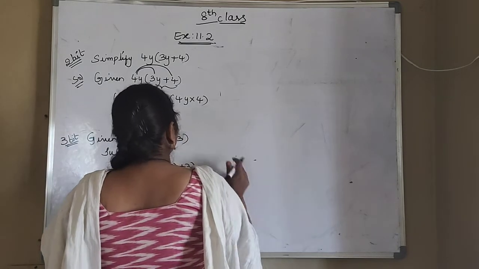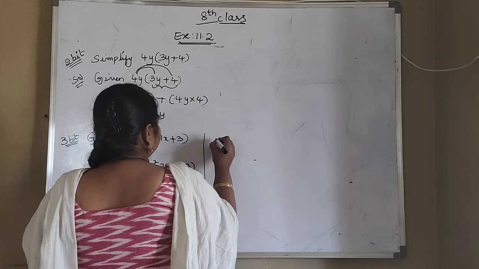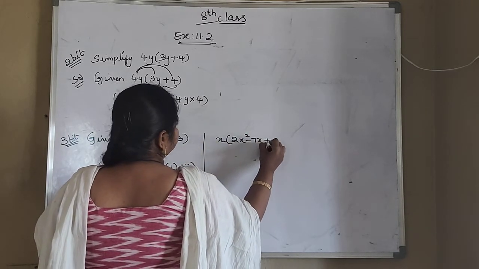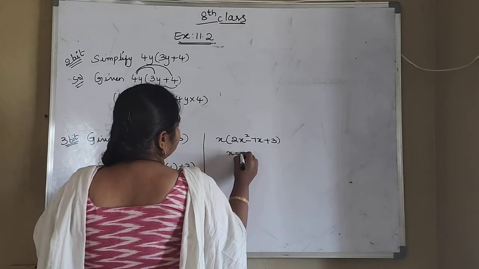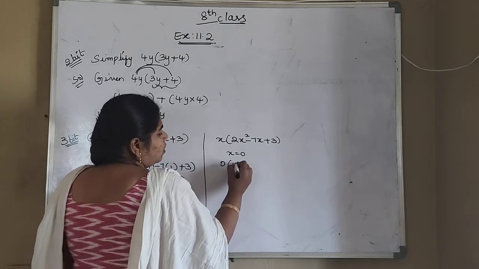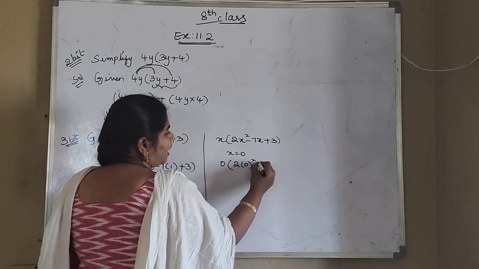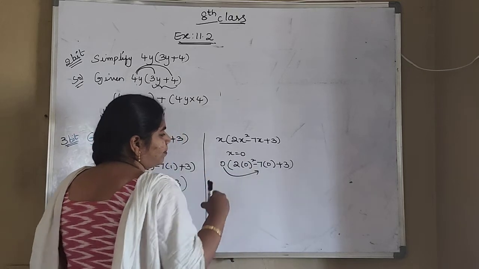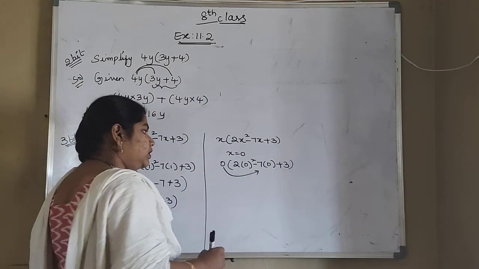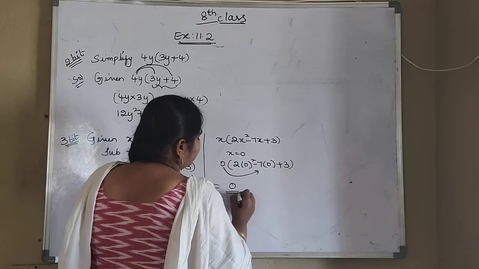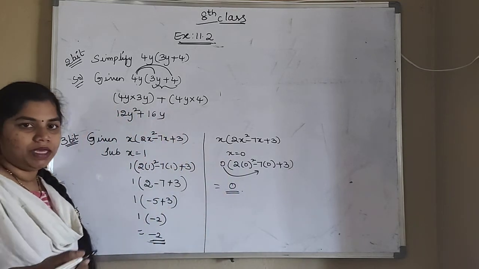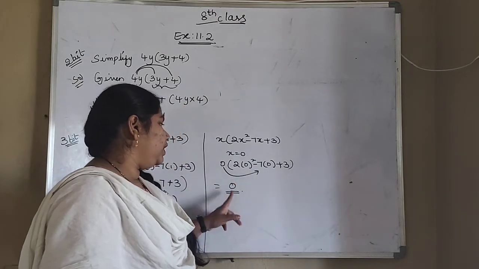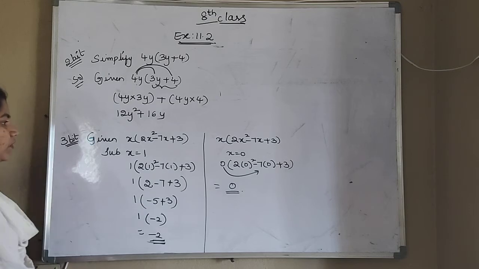Now I am substituting the x value as 0. In this expression, I am keeping x equal to 0. So 0, 2 into 0 square minus 7 into 0 plus 3. If you multiply 0 with any number, that will be equal to 0 only. So the result will be 0 here. 0 into any number will be 0 itself. So this 0 we are multiplying with the whole term, that will be equal to 0. So this is our third bit.